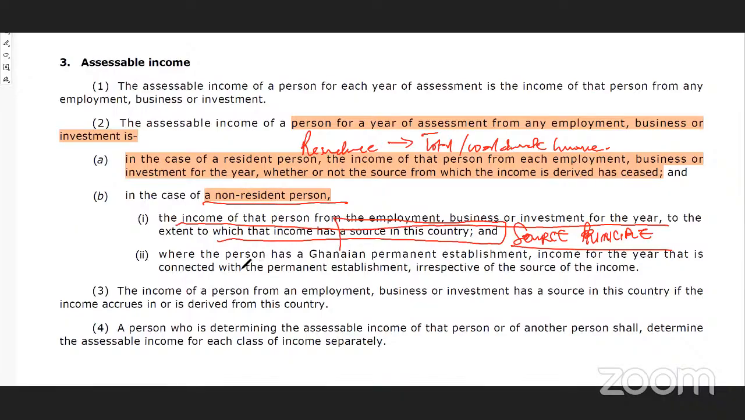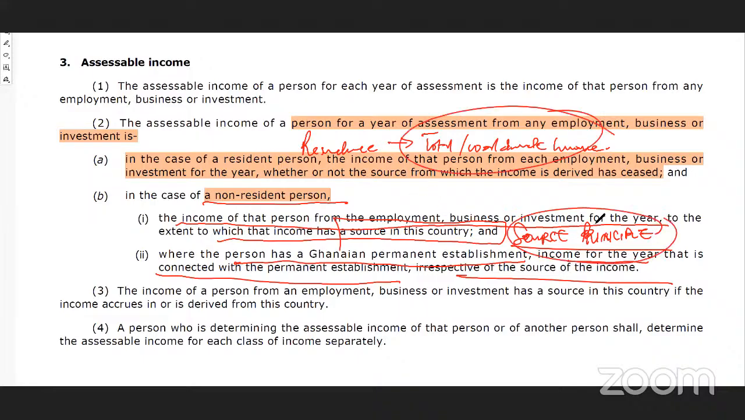Makes sense. Now, where a non-resident person has a business in Ghana, I haven't taught you PE, so just when a non-resident person has a business in Ghana, income for the year that is connected with that business, irrespective of the source of the income. So you see, everything must be connected to Ghana. So residents are taxed on worldwide income, non-residents are taxed on source. So what if in one country you are taxed at source and in another you are taxed at resident level? It creates a conflict. And when these conflicts happen, it leads to double taxation.